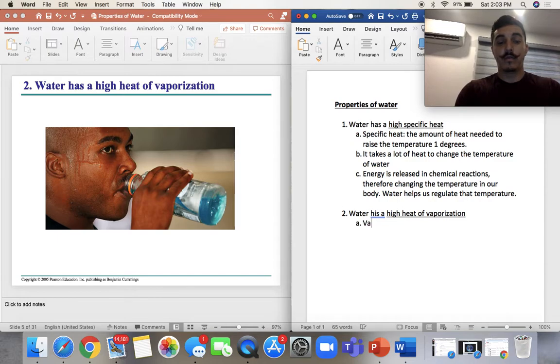Okay, so let's talk about vaporization. It's the same as specific heat. We'll just change it instead of changing 1 degree to vaporize. The heat needed to vaporize.